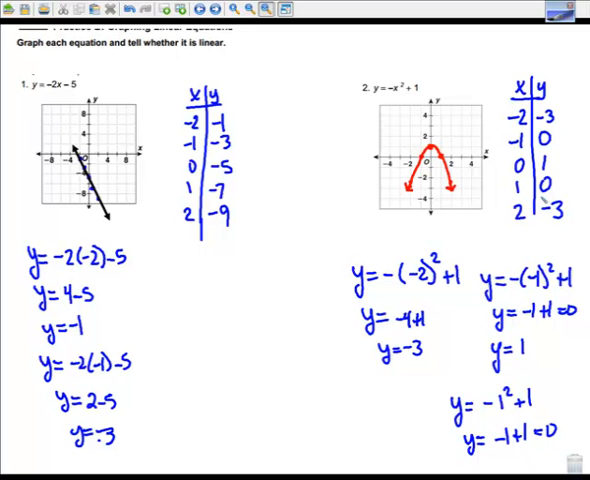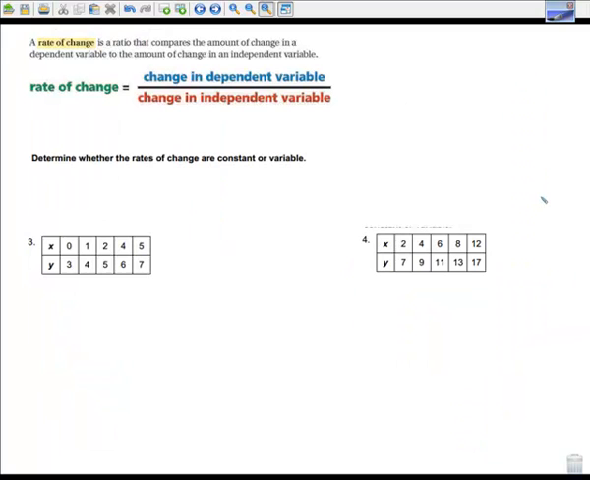And that leads us to our next section here. I need you to fill this in. It's a rate of change, so fill that in, is a ratio, so remember it's a fraction, that compares the amount of change in a dependent variable, that's the y, to the amount of change in the independent variable, that's the x. So then you can go ahead and fill this in.